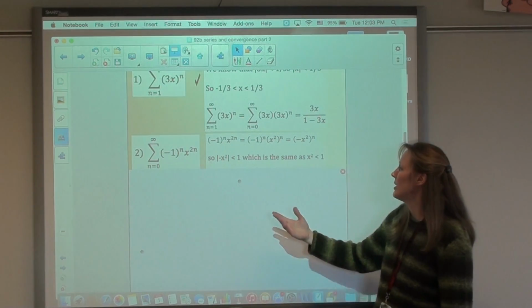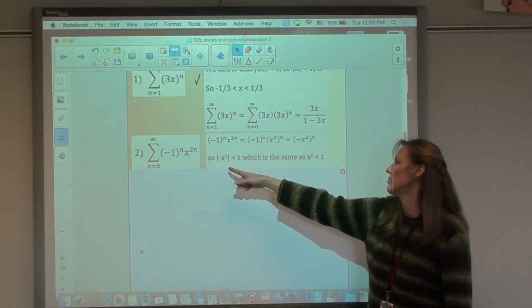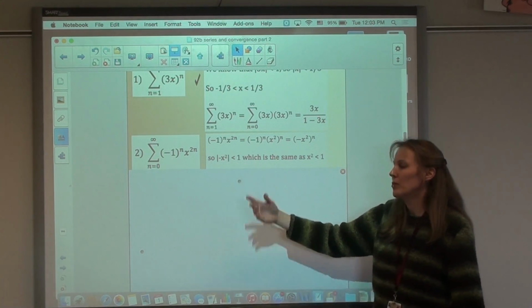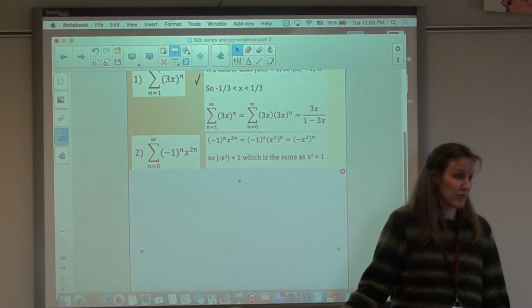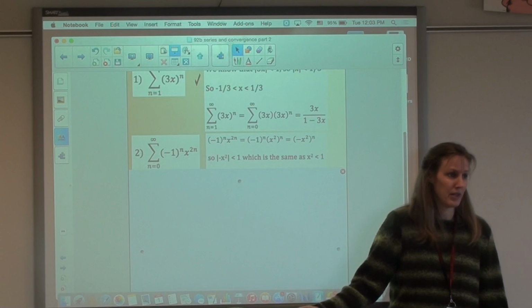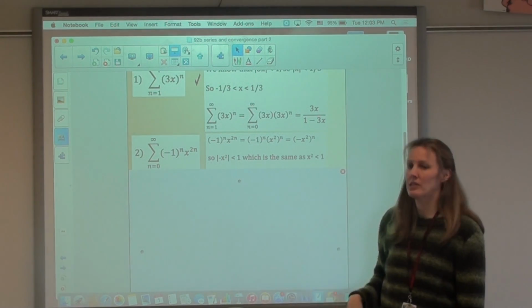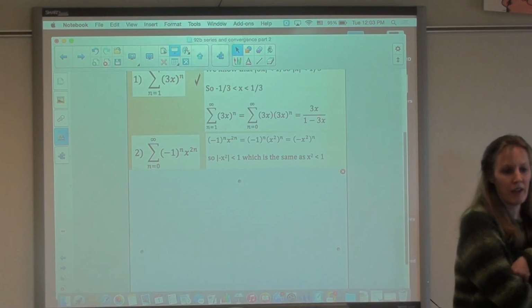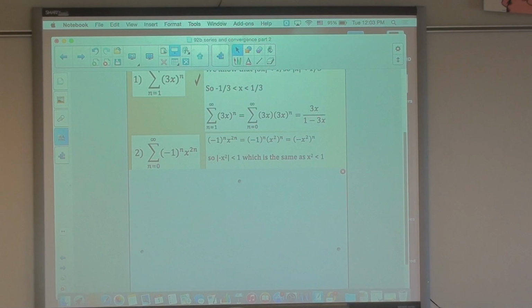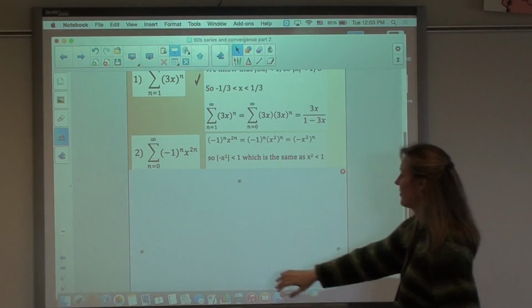So what you really get here is just when is the absolute value of x squared less than 1? Well, x squared is always positive, so you just drop the absolute value. You just find where x squared is less than 1. Okay, keep going from there. And try the last one too, which is fun. I'm gonna move this over.